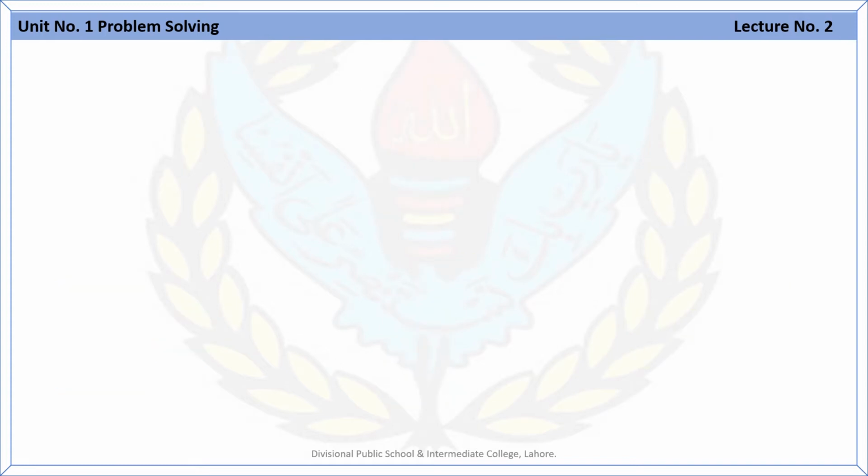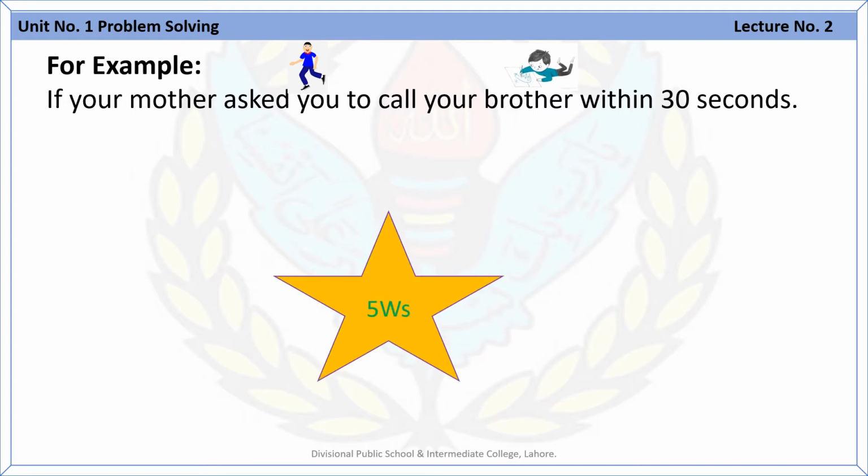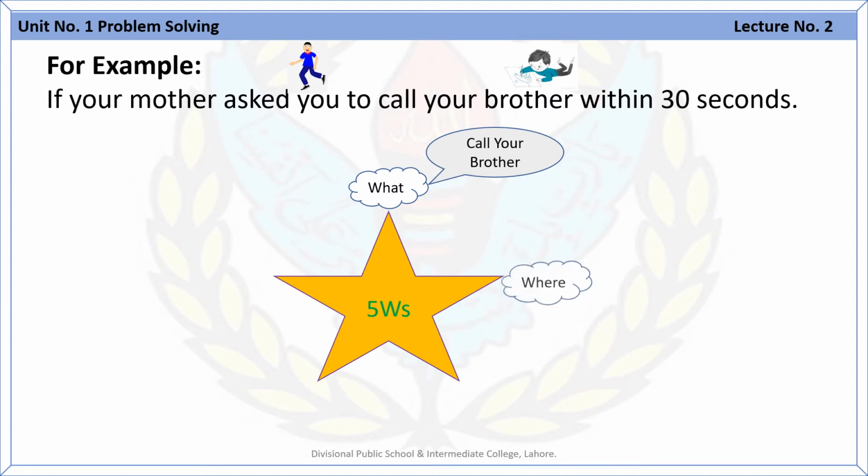Students, let's take an example from the previous lecture for a clear understanding of 5Ws. If your mother asks you to call your brother within 30 seconds, now we shall find the answers of 5Ws with the help of this example. First W is what? Think a while. What task is here? It is clear that you have to call your brother. Second, where? Where means location or place. So it will be the room where your brother can be located.